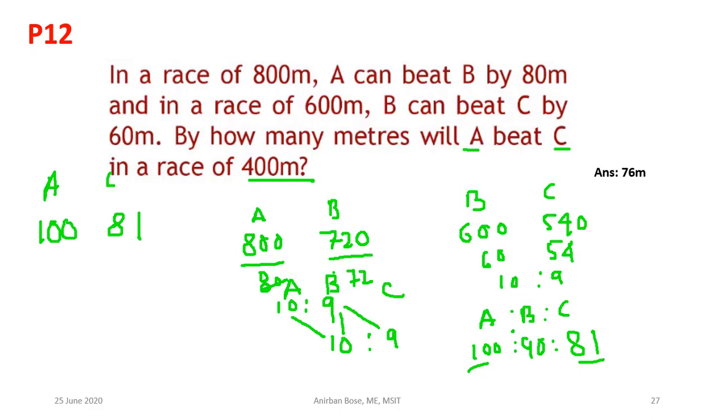So in a 100 meter race, what is the difference? A beat C by how many meters? That is 19 meter, right? So 19 meter in a 100 meter race. So in a 400 meter race, what will happen? Simply multiply it by 4. So the answer will be 76.